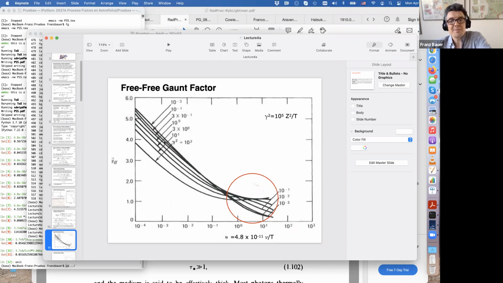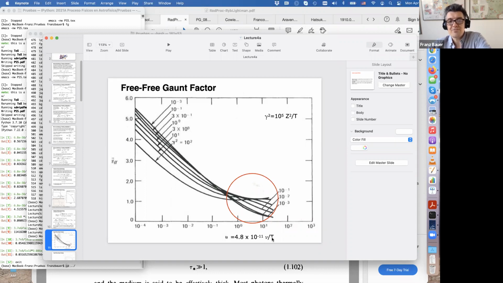I think Rybicki and Lightman just pulled the plot from somewhere else, but you can see that there's not a huge difference. This is 5 orders of magnitude in, well, this is gamma squared, so 5 orders of magnitude in temperature, and there's really a very marginal difference in the Gaunt factor. This isn't log, this is the actual Gaunt factor. So we're talking about this thing changing by a factor of a few over many, many orders of magnitude.